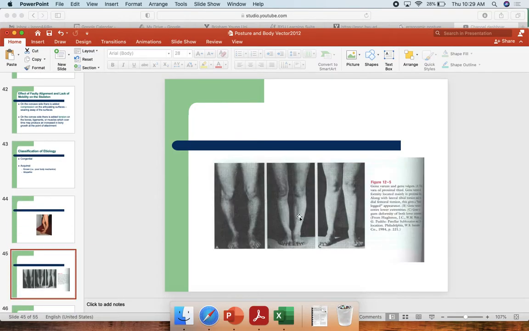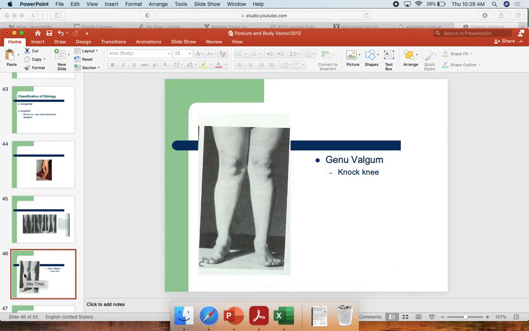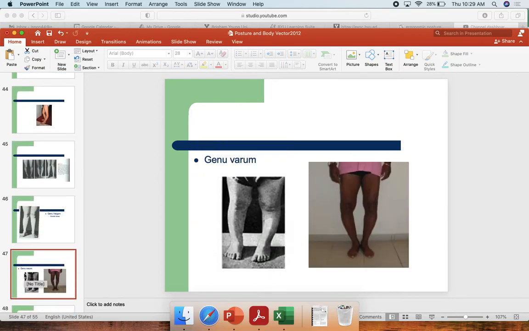This is our genu varum and our genu valgum. So genu varum is that bow-legged. The genu valgum is the knock-kneed. And then this is our regular alignment. So you may see this from that anterior or posterior view where it feels like the knees aren't over the ankles, right? And you just have to look and see which one it is. This is, again, just another picture of that genu valgum. The genu varum, you can see the nice wide bowed leg there.